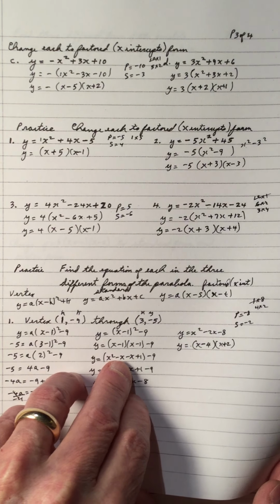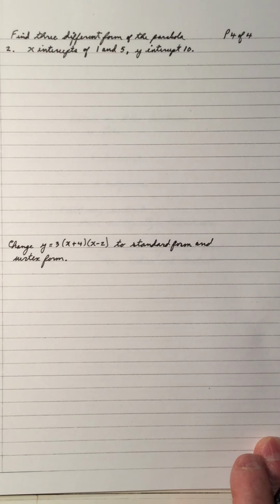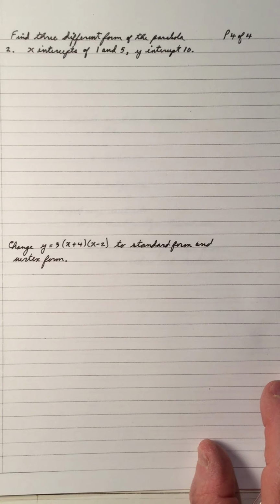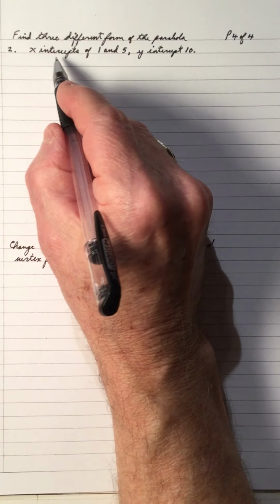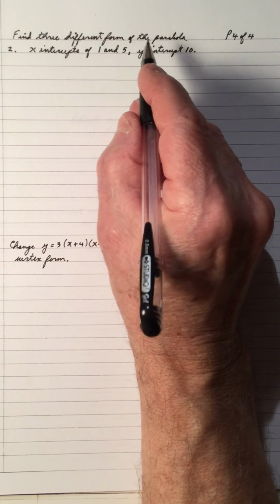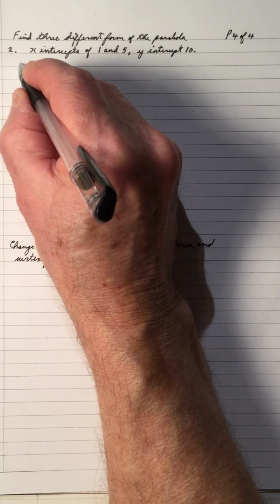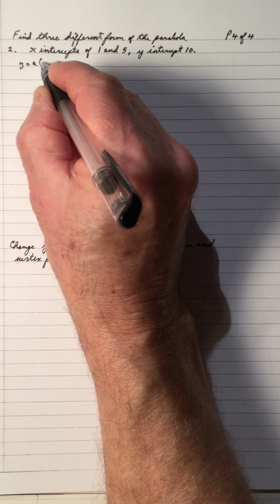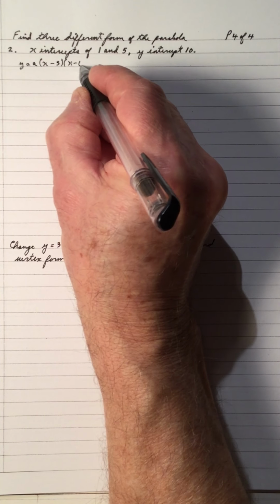Just different ways to write the equation. Find 3 different forms of the parabola. Okay, 3 different forms, but notice this time we have x-intercepts. So if we have x-intercepts, then we can do the intercept form. So y equals a outside of x minus s and x minus t.